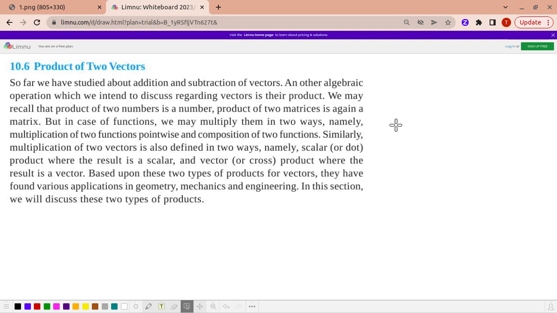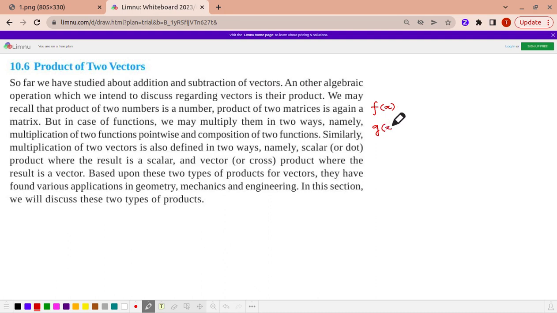But let us think about a function. When we multiply two functions, we can multiply them in two different ways. The first one is pointwise multiplication and the second one is the composition of two functions. So let me give you an illustration here. Suppose we have two functions f(x) and g(x).